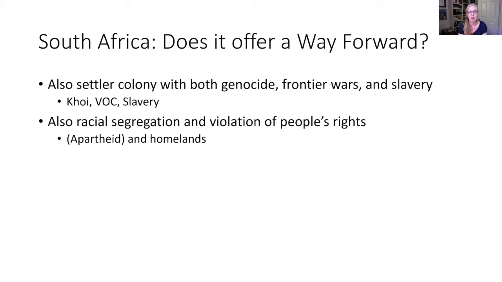And then under the British, who came in 1806, they brought people from the east coast of Africa to be enslaved in South Africa. So there's a very diverse group of people who can find themselves descended from people who were brought as enslaved people.